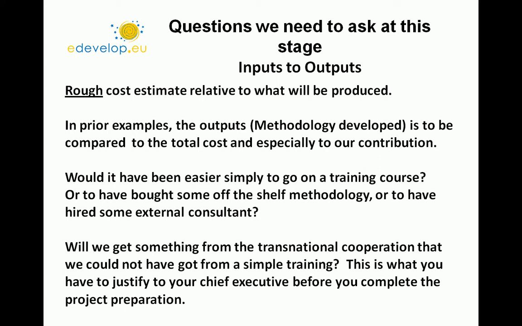In other words, the question really is, are we going to get something out of a transnational cooperation that we could not have got from some other intervention, such as a simple training? And is it worth the money we're likely to have to pay? And this is fundamentally what you have to justify to your chief executive. When you say to your chief executive, we're going to need to put up €1,875, and we're going to have to cash flow this project for several months at a time, pending reimbursement, you've got to be able to tell them that this makes sense, that the benefits outweigh this cost.